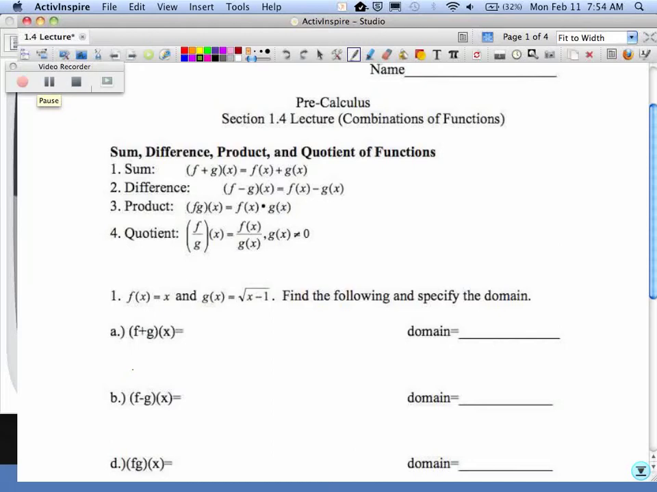So 1.4 deals with sums, differences, products, and quotients of different functions. They're written up there, and the idea is if somebody gives you two functions, and they can name them function F and function G, we can ask you to add them, subtract them, multiply them, or divide them. And the idea is you can actually do that first, like do the addition first, and then plug one number into your result, or you could plug the number into the two original functions and then add the answers. And the idea is they turn out to be the same.